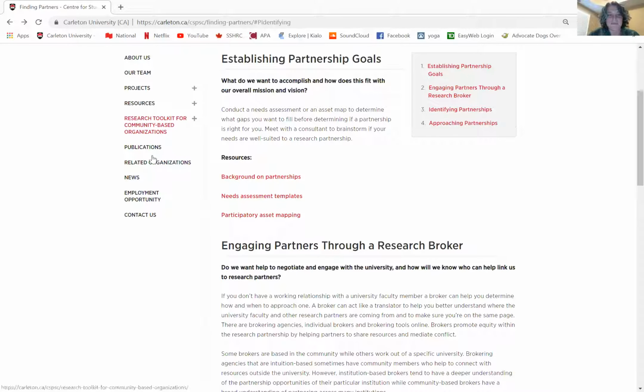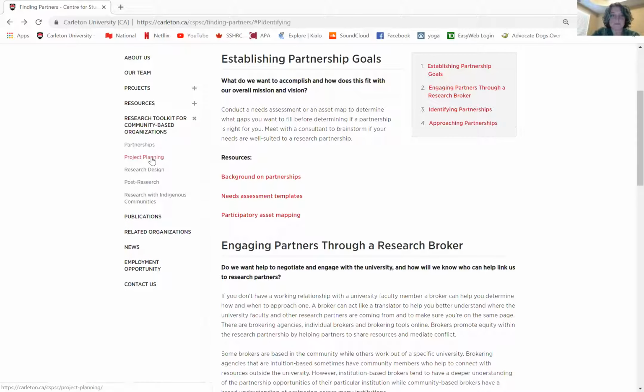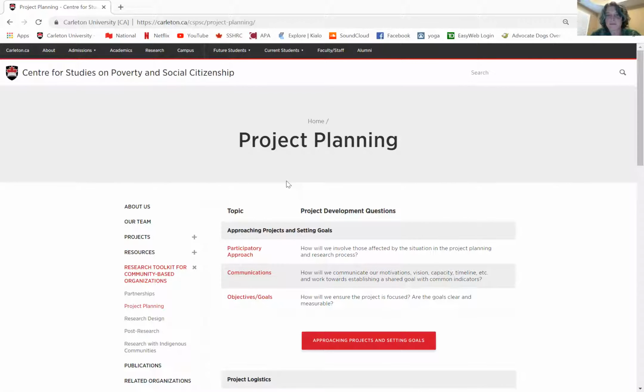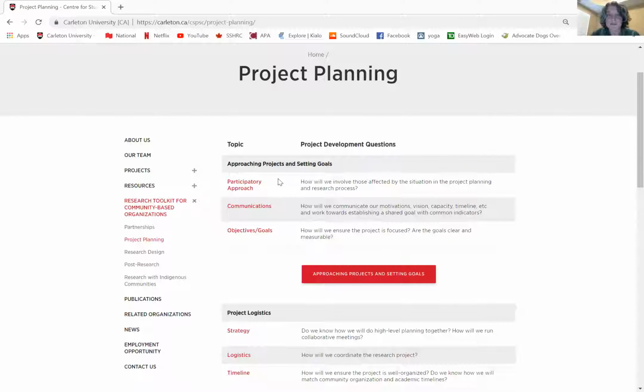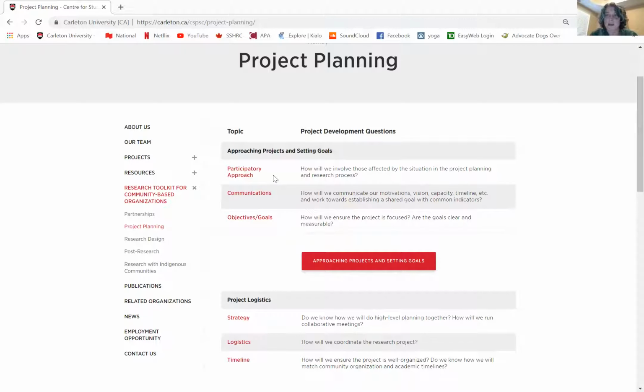But let's skip over to a bit of project planning. Now, in the beginning, we had talked about a participatory approach. So with my shelter, perhaps I have peer support workers who I think it might be wise to have involved in the research. Or perhaps there are other community organizations who I think we should be including in this research project.